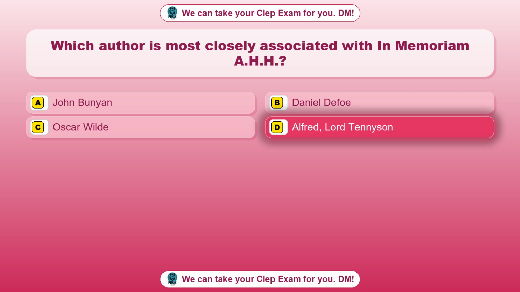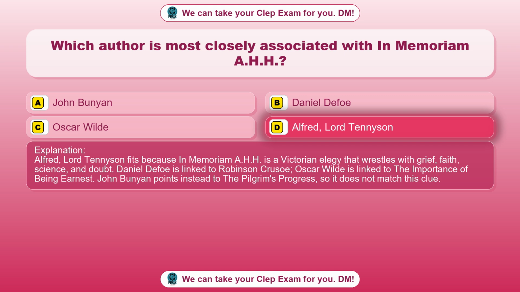Alfred, Lord Tennyson. Alfred, Lord Tennyson fits because In Memoriam A.H.H. is a Victorian elegy that wrestles with grief, faith, science, and doubt. Daniel Defoe is linked to Robinson Crusoe. Oscar Wilde is linked to The Importance of Being Earnest. John Bunyan points instead to The Pilgrim's Progress, so it does not match this clue.